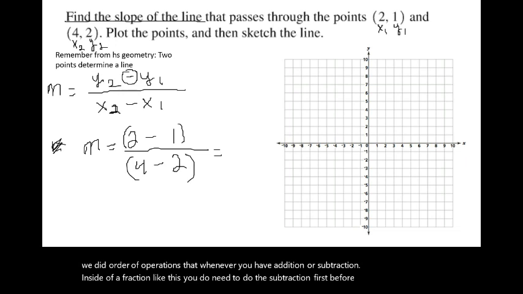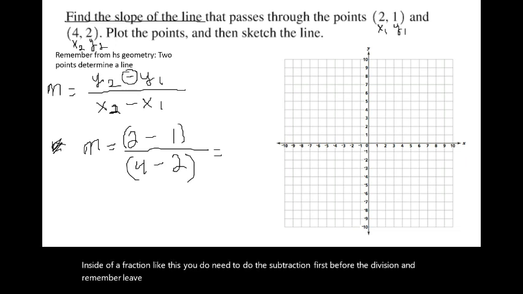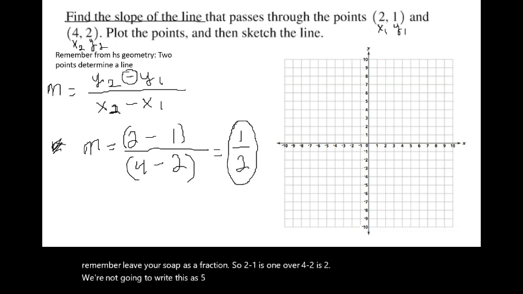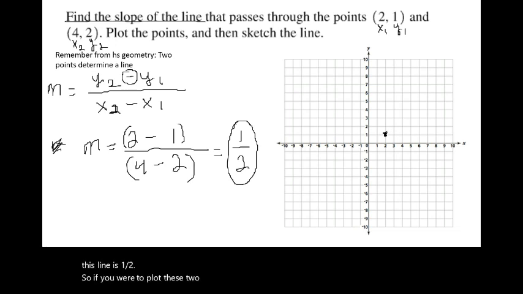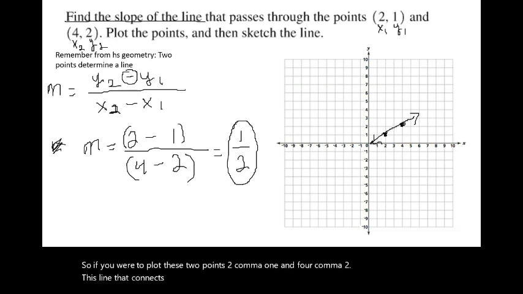And remember, leave your slope as a fraction. So 2 minus 1 is 1 over 4 minus 2 is 2. We are not going to write this as 0.5. We are going to leave our slope as a fraction. So the slope of this line is 1/2. So if you were to plot these 2 points, (2, 1) and (4, 2), this line that connects them would have a slope of 1/2.